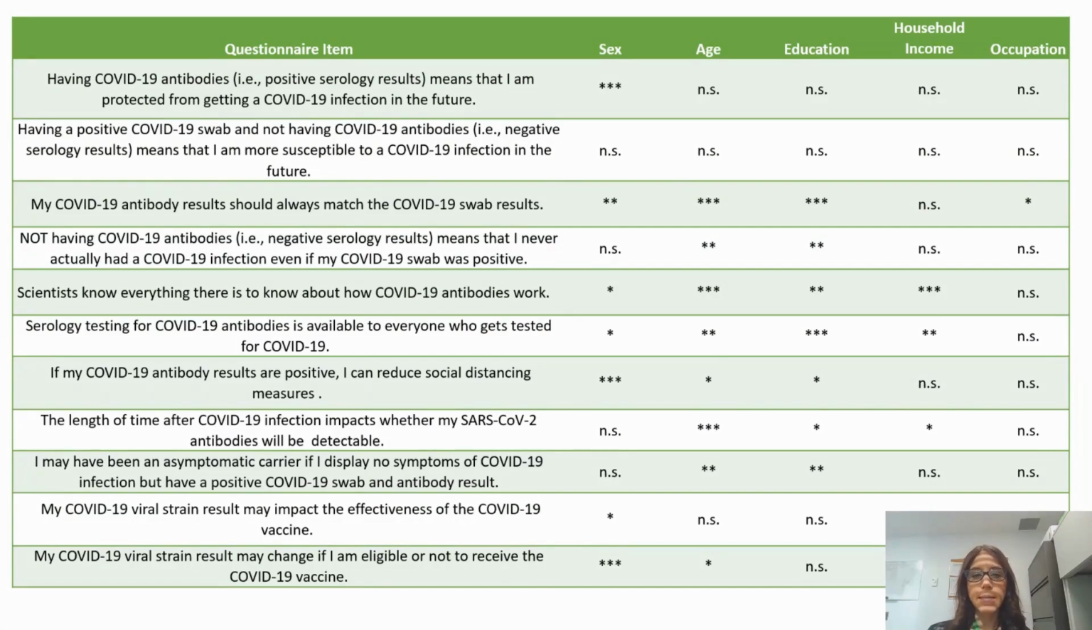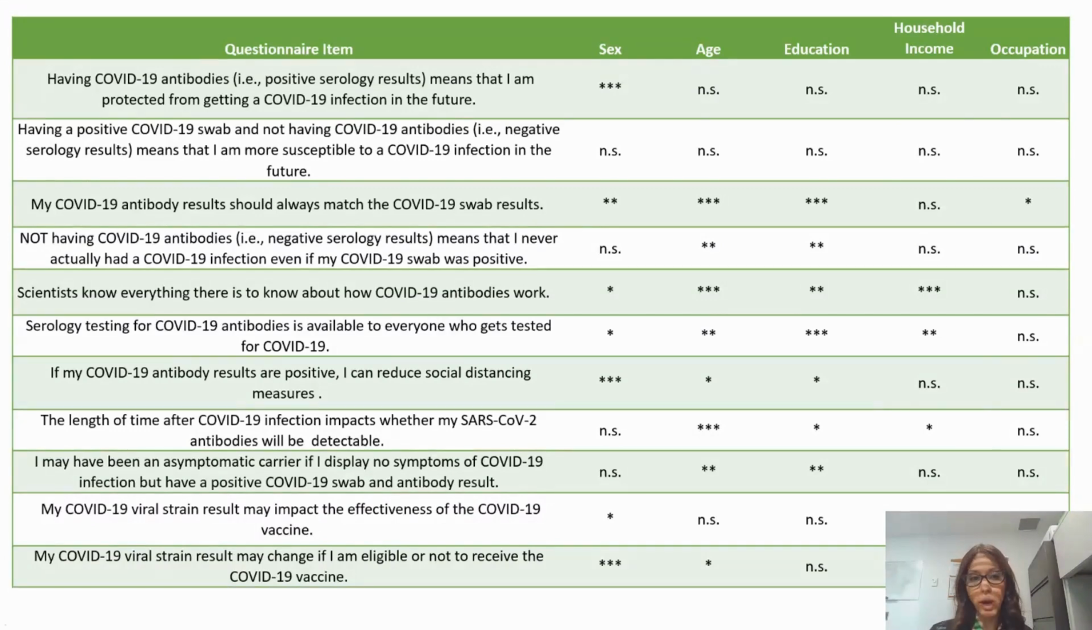In question 2, which is: having a positive COVID-19 swab and not having COVID-19 antibodies means that I'm more susceptible to COVID-19 infection in the future, there were no differences between any of the categories. And in question 3, which is: my COVID antibody results should always match the COVID swab results, there were differences in many of the categories, but of note, this was the only question where healthcare workers answered more correctly than others. And interestingly, there was largely no difference in the knowledge and understanding of serology testing and results among healthcare workers versus the general public. And I think this is surprising.